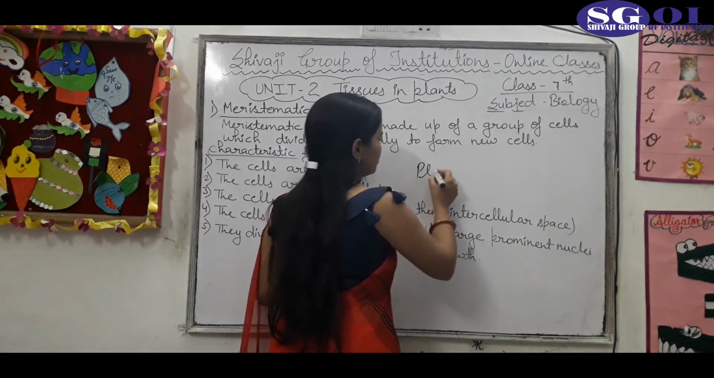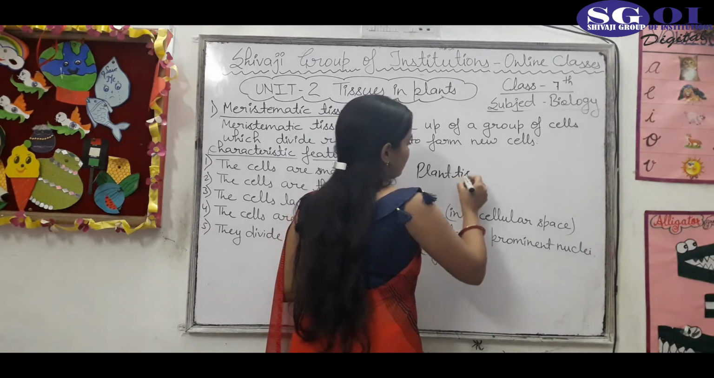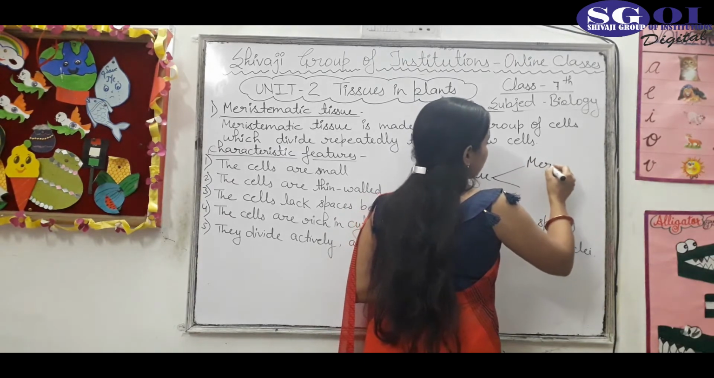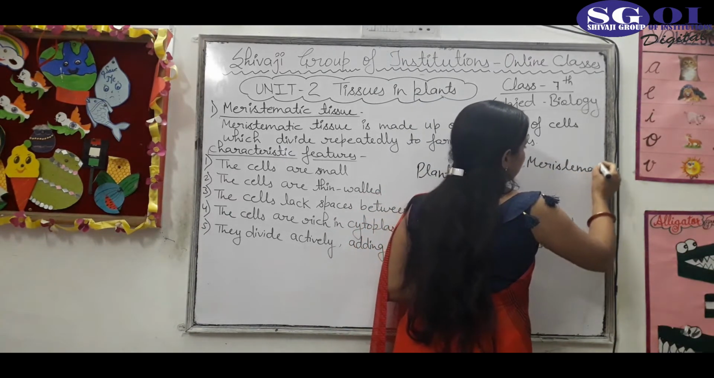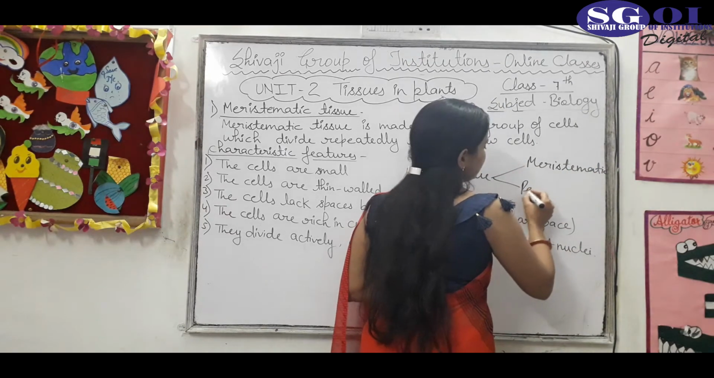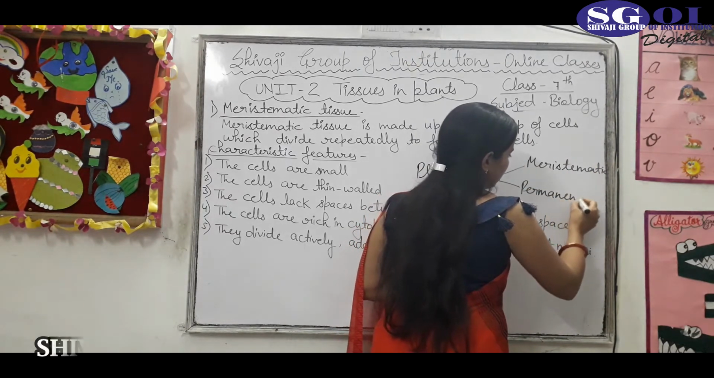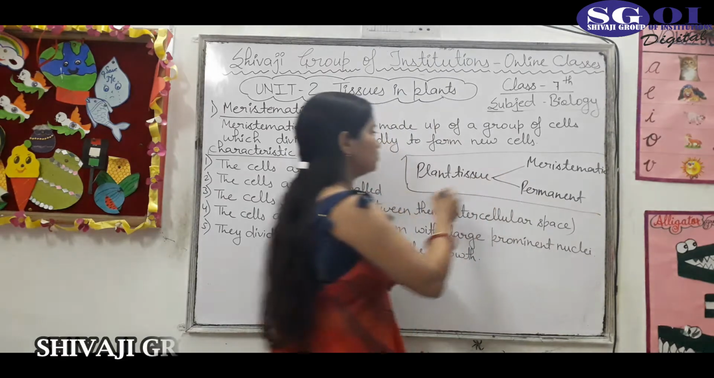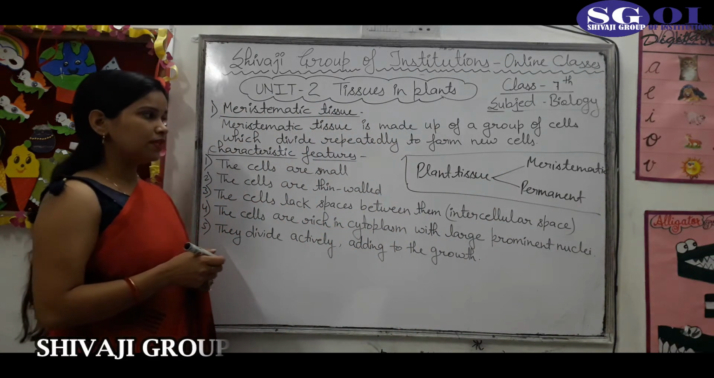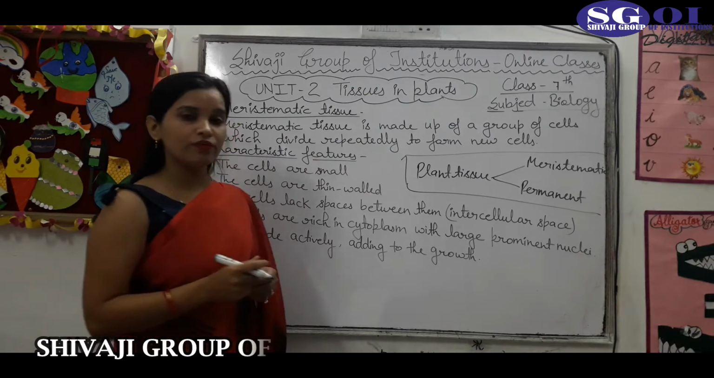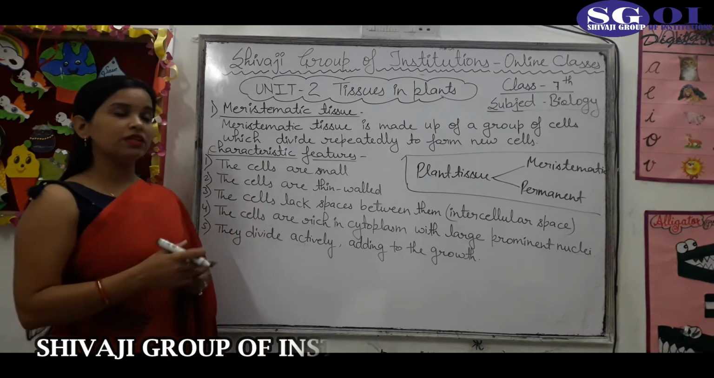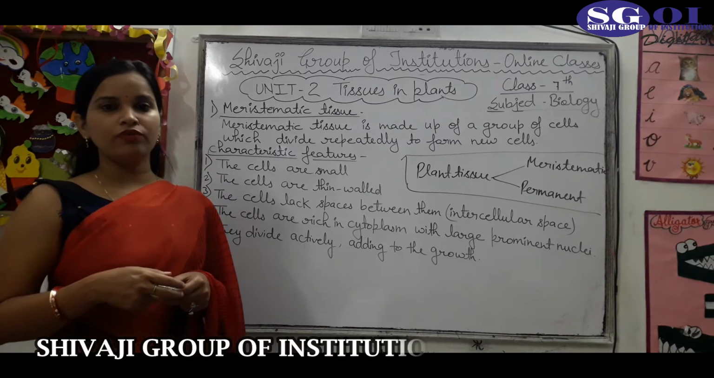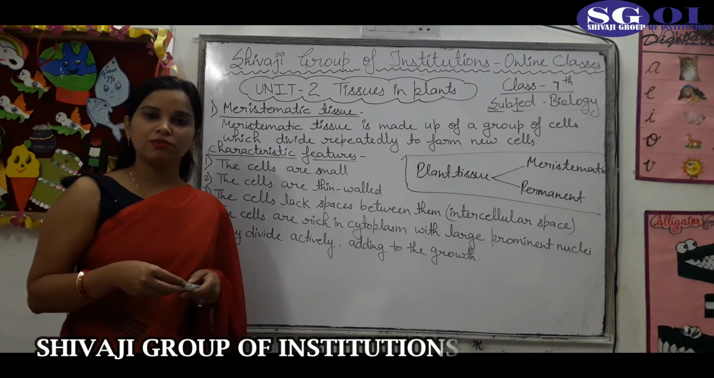So plant tissues are divided into two categories. First is meristematic tissue and second is permanent tissue. So meristematic tissues, first we will describe what is meristematic tissue. The meristematic tissue is made up of a group of cells which divide repeatedly to form new cells, meaning the cells which are in the division phase, in the growing phase, form the meristematic tissue.